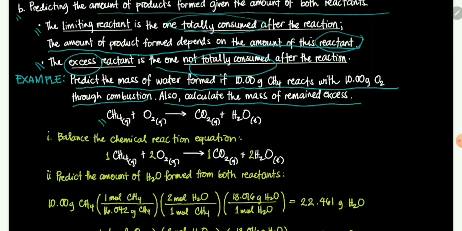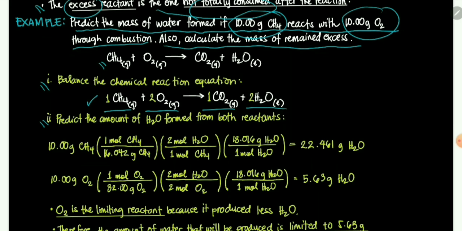Okay, so given tayo ulit ng reaction, ang una natin gagawin ay ibabalance yung chemical reaction. So kapag binalance natin, we will have this balanced reaction. 1 molecule of methane reacts with 2 molecules of oxygen gas to produce 1 molecule of carbon dioxide and 2 molecules of water. Okay? So, since given na yung amounts ng methane and oxygen, alin kaya sa kanila yung limiting reactant?